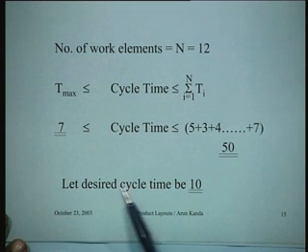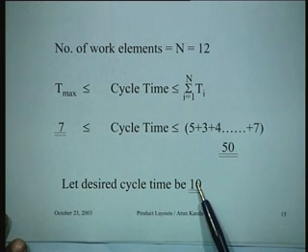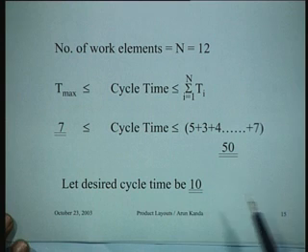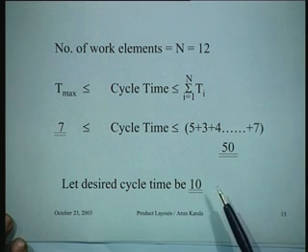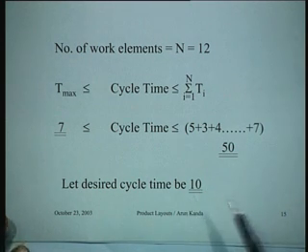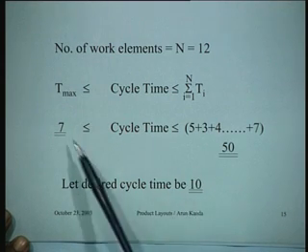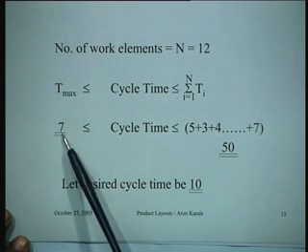So let's say our desired cycle time is 10. How does the desired cycle time come about? It is based on the market demand. It depends upon how many you want to produce per day. So cycle time is determined accordingly. This is something that the marketing people would be telling you: there is a demand for so many cars per day, therefore your cycle time should be such. So we say that the desired cycle time is 10, and this cycle time should be within this range.